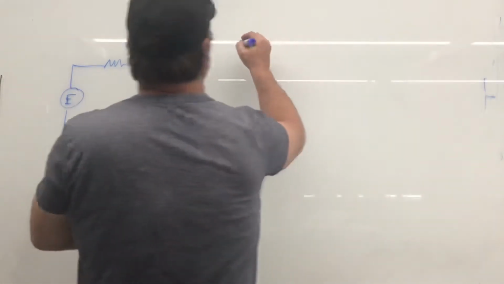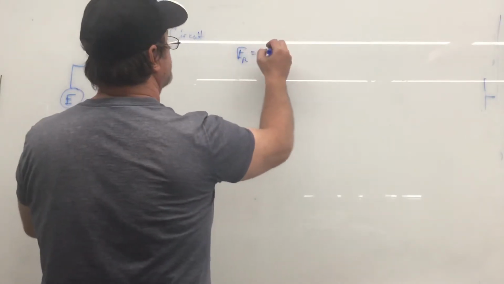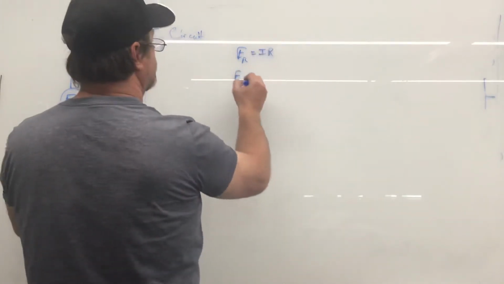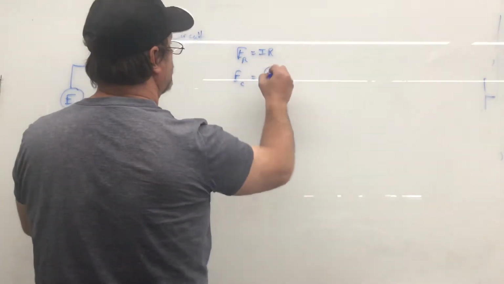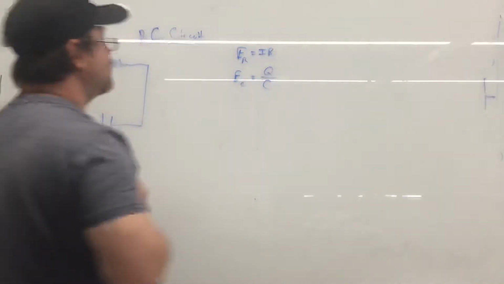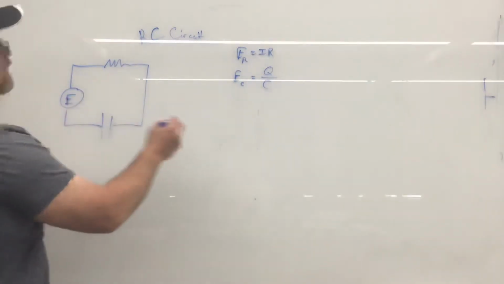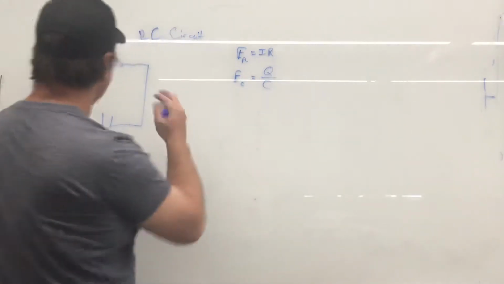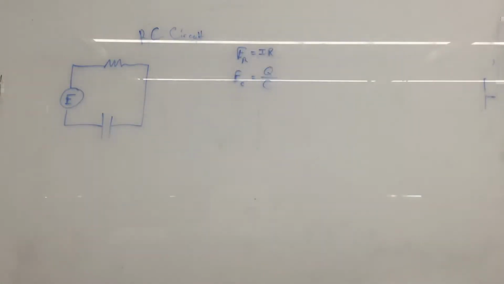So remember the E for the resistor was I times R, and the E for the capacitor was Q over C. So those are the two E's that we have, and then we have whatever E source we have here. So whatever that number is. And I'm going to go ahead and bring up some numbers here. I'm going to put in some example.